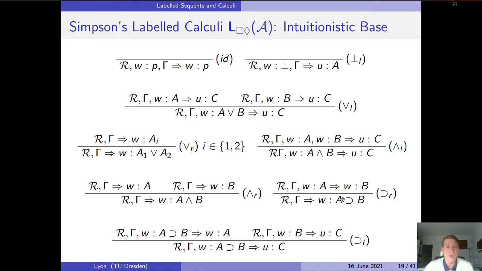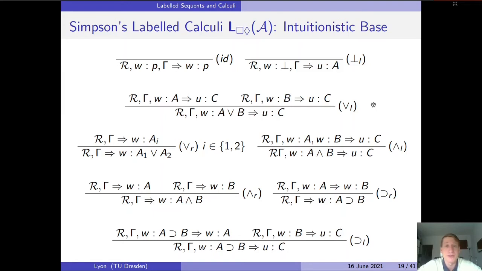For lack of time, I'm not going to go into explicit detail about this calculus, but just note that the calculus shown on the slide here is essentially a calculus for intuitionistic logic. And for those who are familiar with Gentzen's calculus for intuitionistic logic, this is essentially the same thing. In all of these rules, the labels that are used, as well as the relational atoms, play no role in any of the inferences. So if you were just to delete the relational atoms as well as the labels from each formula, you would essentially get Gentzen's calculus for propositional intuitionistic logic.